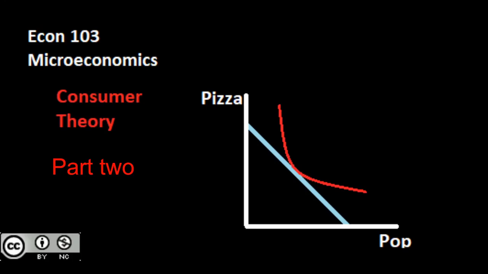So here we are, second video, taking a look at consumer theory. And this one we're going to be taking a look at is how to actually determine what is that optimal ratio, how much milk, how many cookies should you consume in order to get that optimal, right, that highest level of satisfaction given your resources that you have.